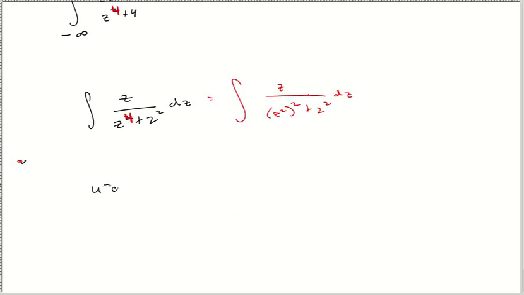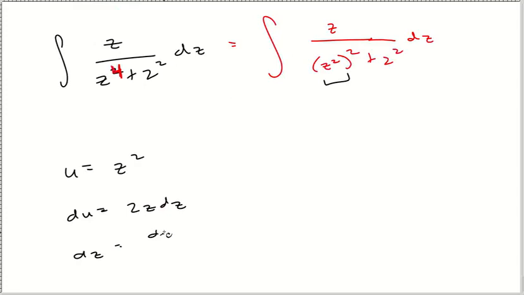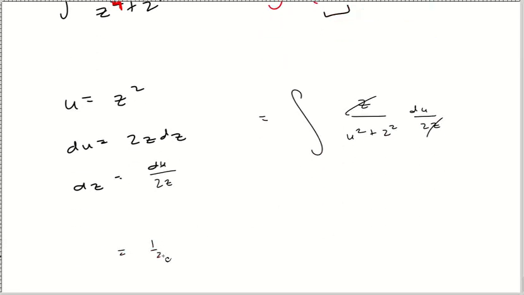I'm going to start with a u substitution being my z squared right here. And so then my du is 2z dz. And so dz is equal to du divided by 2z. And so I can replace what I've got. I got a z over u squared plus 2 squared du divided by 2z. The z's are going to cancel. The 1/2 comes to the front.